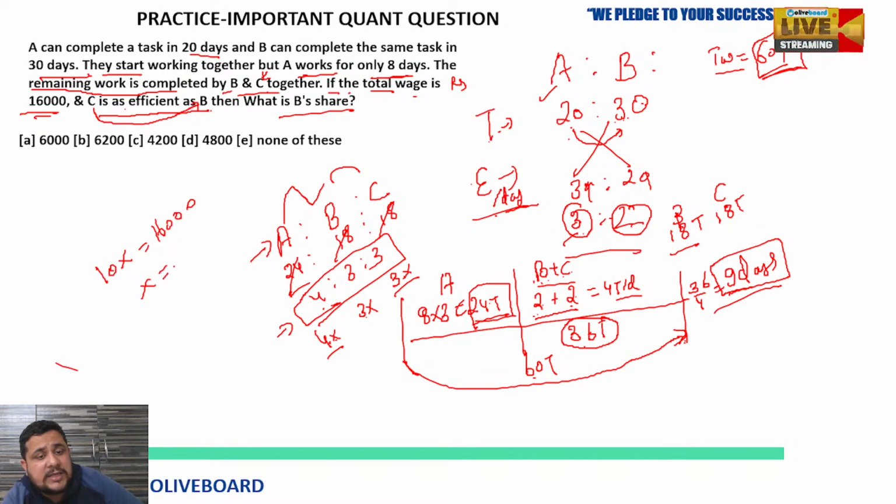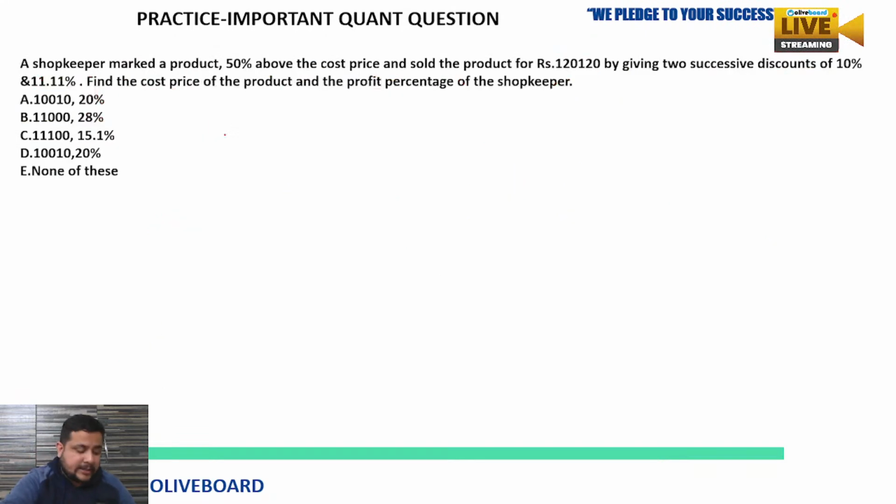So x would be equal to what? 1600. So they are asking what? B's share. B's share is what? 3x. So 3 multiplied by 1600, so you will get 4800 rupees. This is given in option D, so that would be the correct answer. And I hope it is completely clear to all of you.